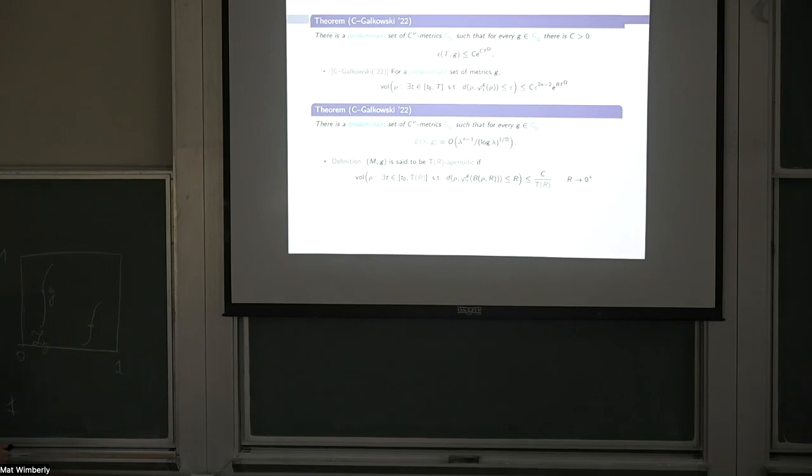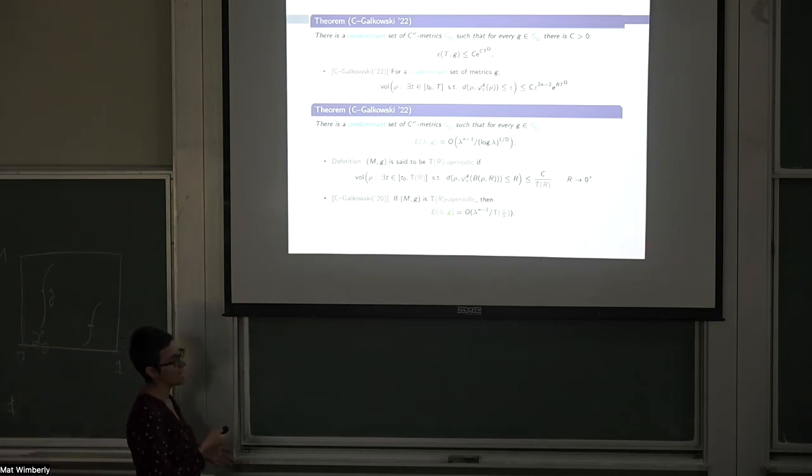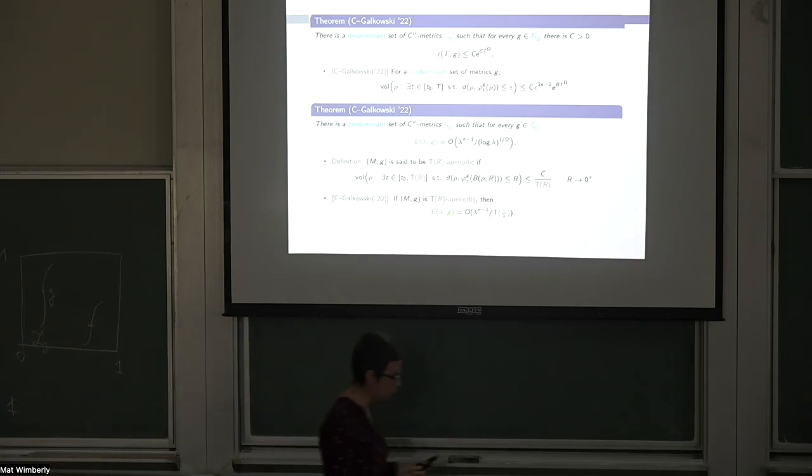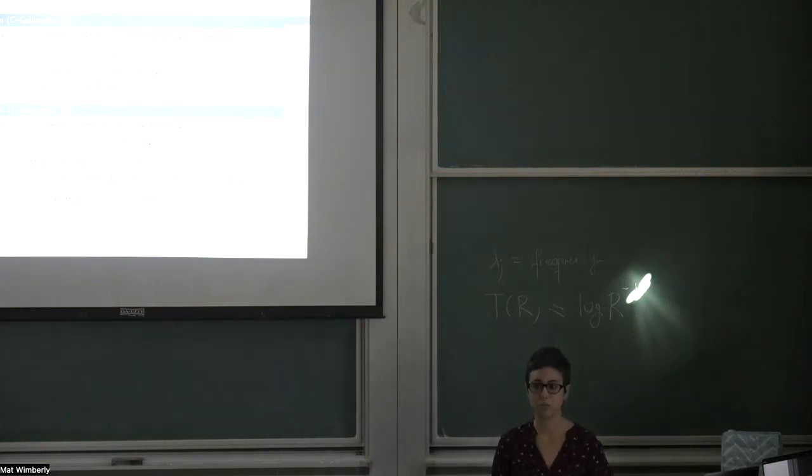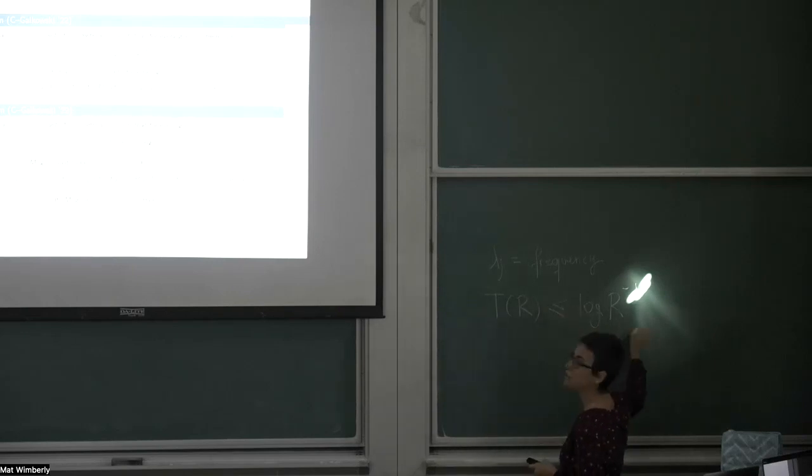So when we introduced this concept of being T of R aperiodic, what we proved, this was 2 years ago, again with Galkowski, is that if the metric that you're working with is T of R aperiodic, then you get a T of 1 over lambda gain in the Weyl law. So in particular, if you choose T of R to be equal to logarithm of R inverse, what you would get here is a log lambda gain in the remainder, which is what you get when you have no conjugate points. And that's one of the examples in which we can show that the manifold is log R inverse aperiodic.